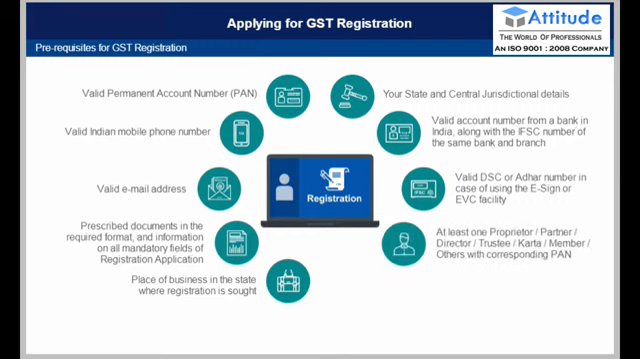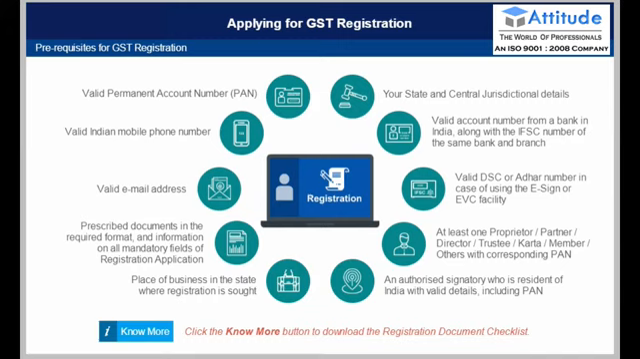At least one proprietor or partner or director or trustee or karta or member or others with the corresponding PAN. An authorized signatory who is resident of India with valid details including PAN. Once you have this information, you can go ahead and submit your GST registration application successfully. Click the Know More button to download the registration document checklist. This will help you to know the format and file size of required documents that need to be attached with the GST registration application.